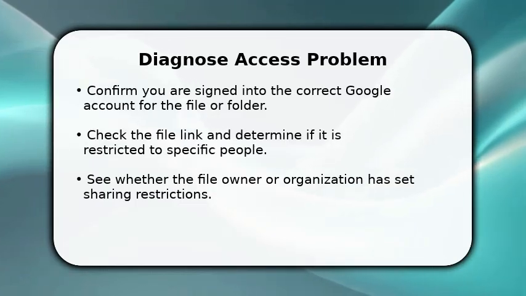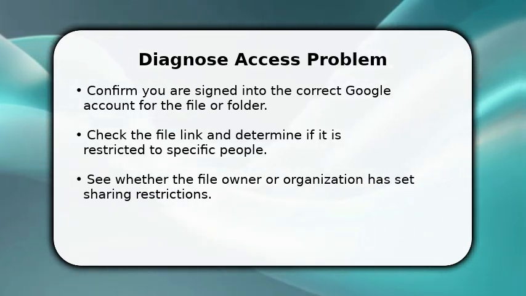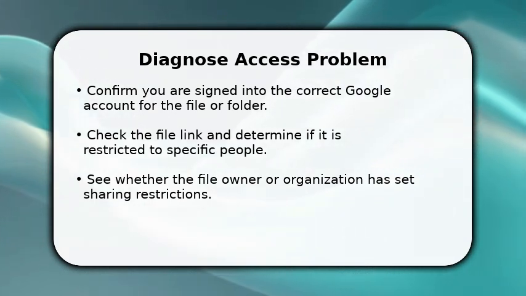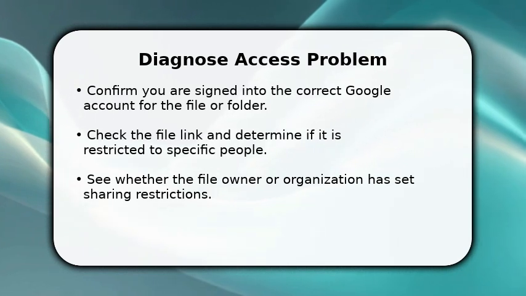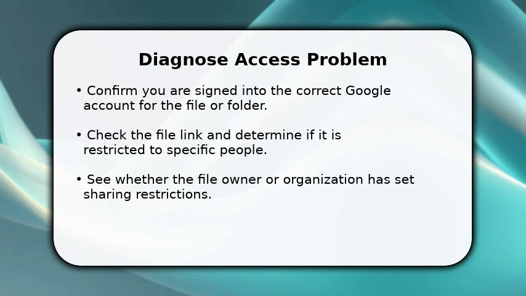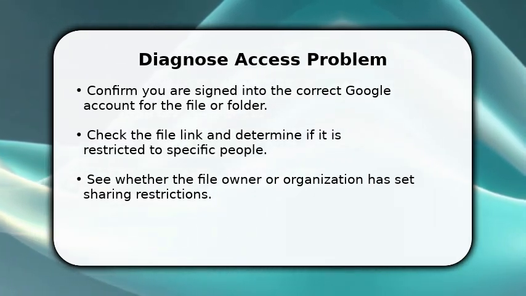Start by confirming you are signed into the correct Google account for the file or folder. Next, inspect the shared link settings to determine whether the file is restricted to specific people. Check the file owner line and organization permissions to see whether a domain restriction is active. Note whether the file shows a request permission button or an access denied message.